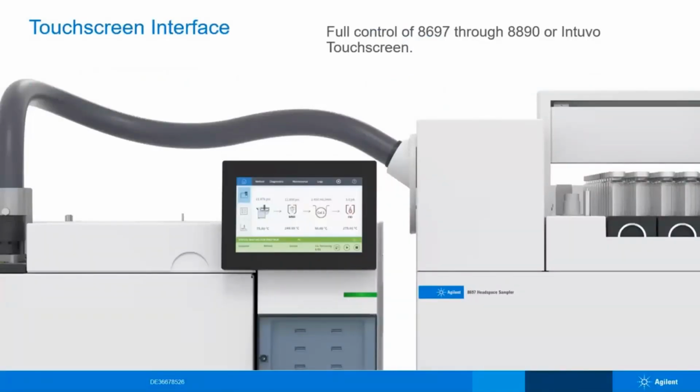So every system that the 8697 connects to, the 8890, 8860, or Intuvo, all have touchscreens which allow you to operate it. The 8860 does not have a touchscreen, but it would be accessible through the browser. But the touchscreen operation is a very, very convenient way of monitoring the system as well as navigating through a wide range of different issues.